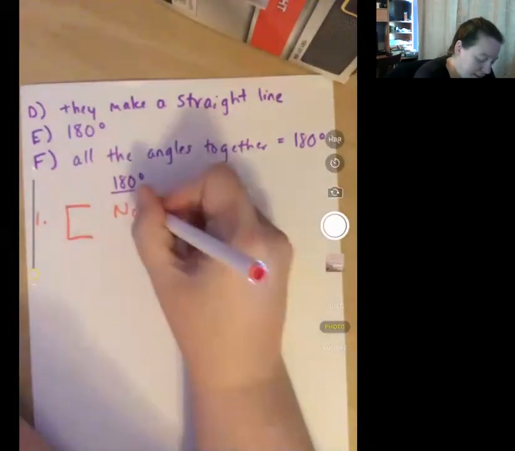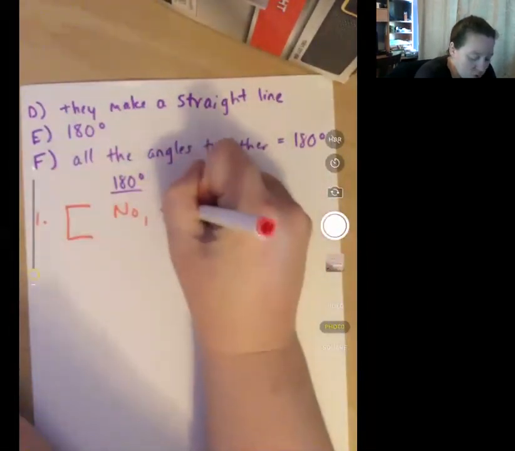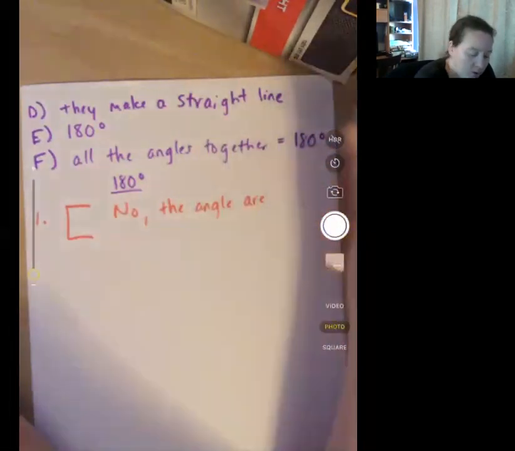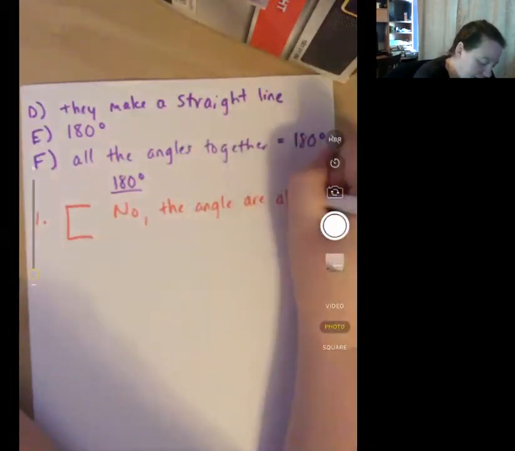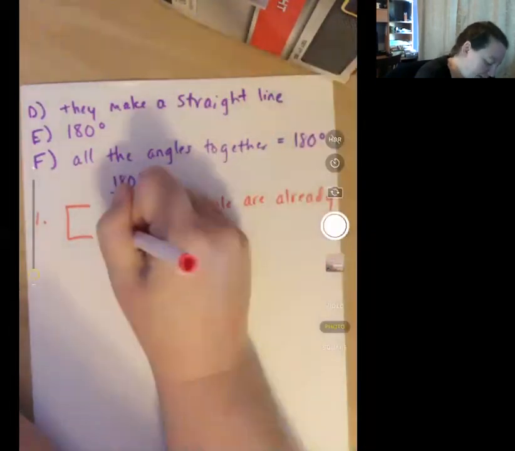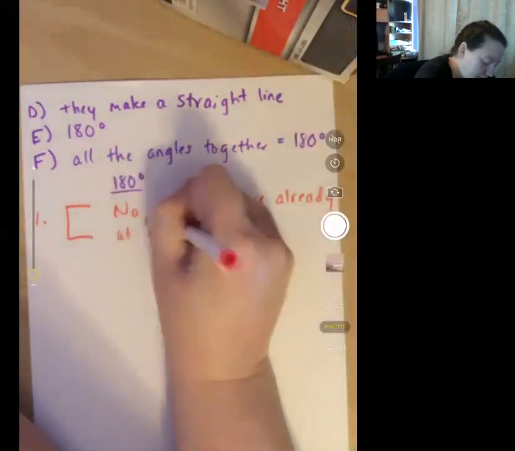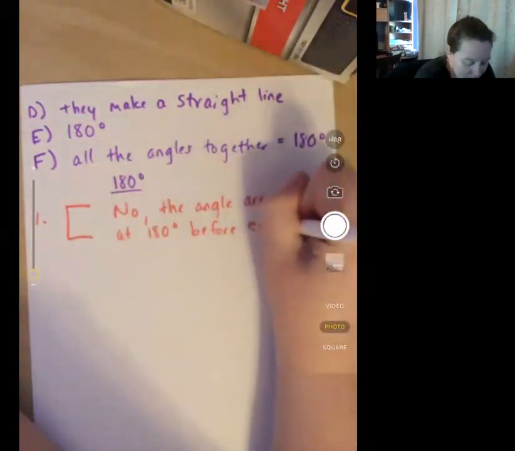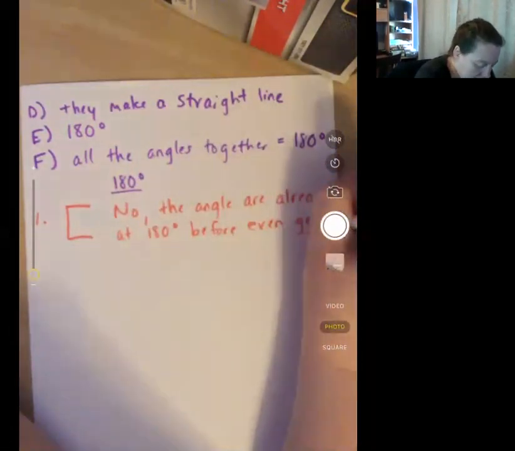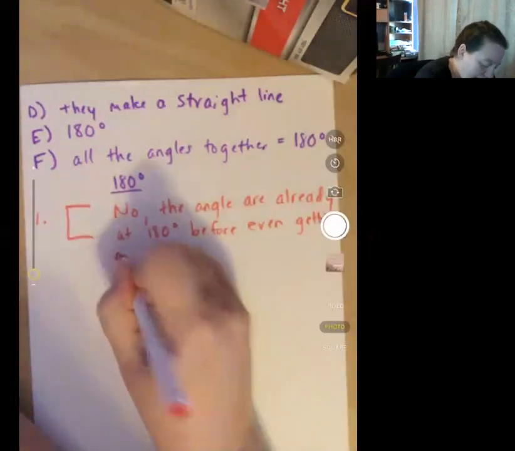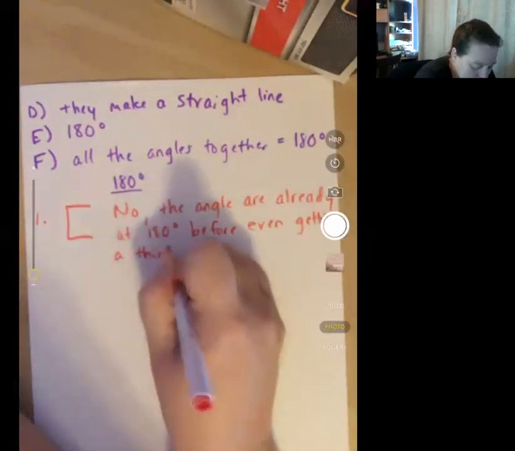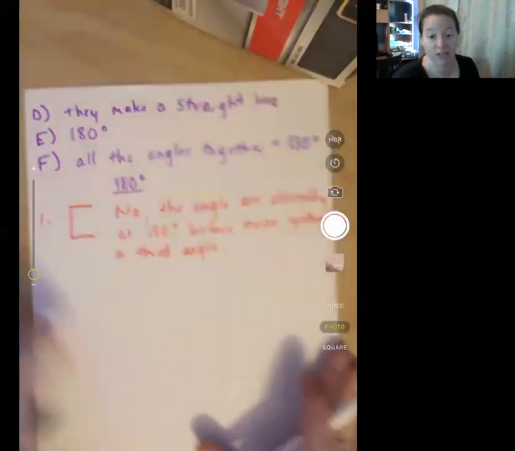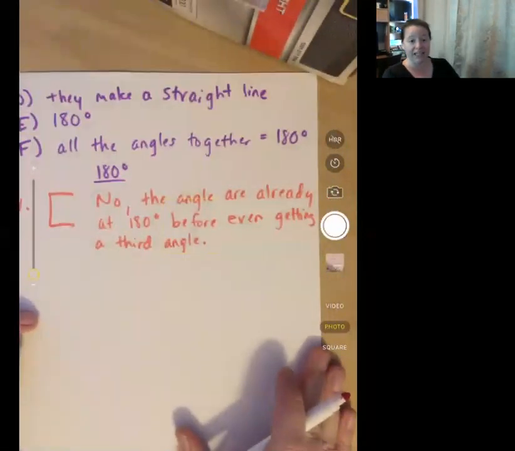Why not? The angles are already at 180 degrees before even getting a third angle, because 90 plus 90 is equal to 180.